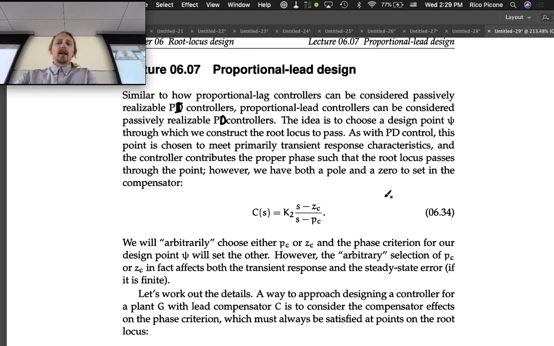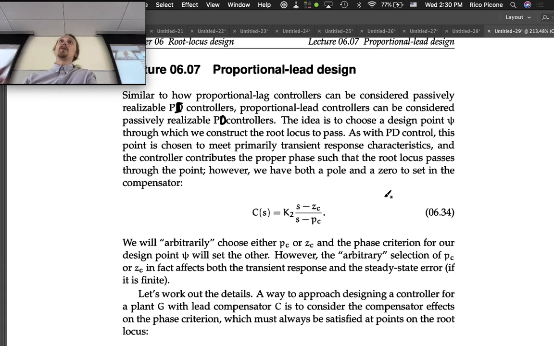However, the arbitrary selection of pc or zc, and we are air quoting arbitrary because it's only kind of so, in fact affects both the transient response and the steady state error if it is finite. Of course, if it's zero steady state error or if it's infinite steady state error, then that's not going to be affected by the specific locations of these poles and zeros. But in the case of a finite steady state error, the location of the poles and zeros is going to affect the steady state error.